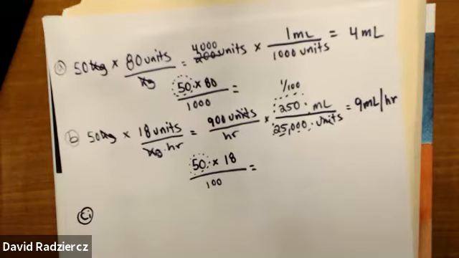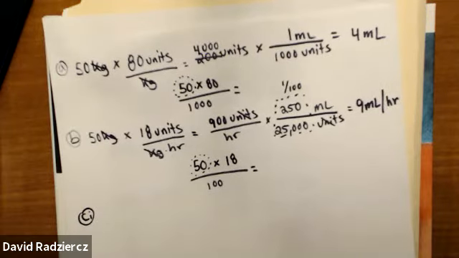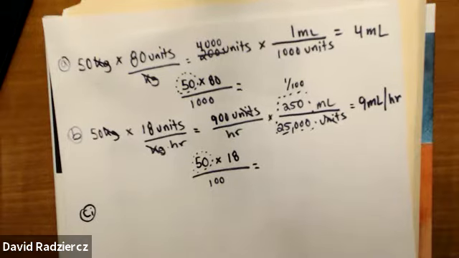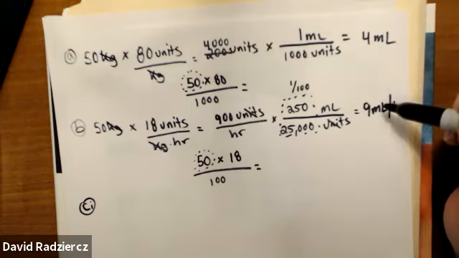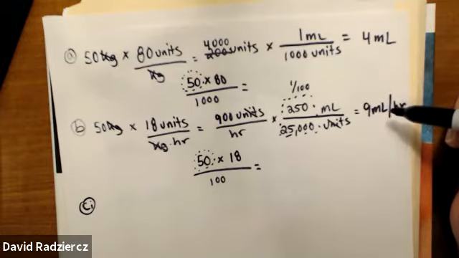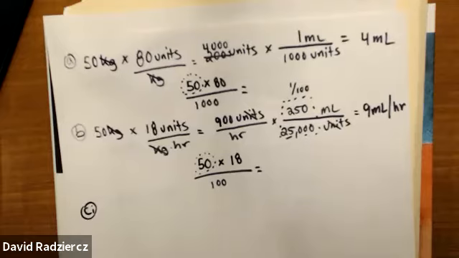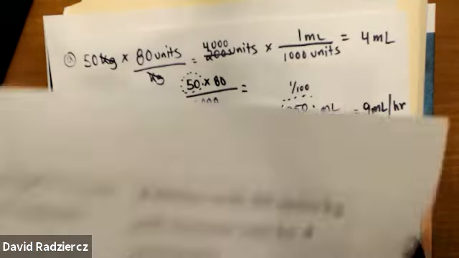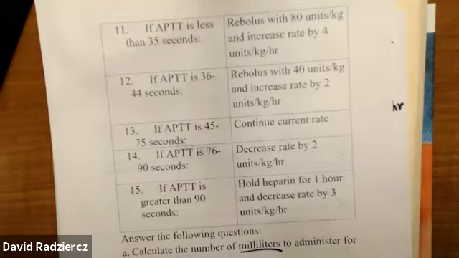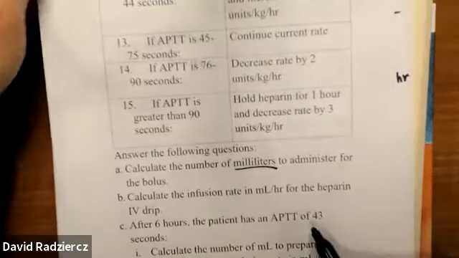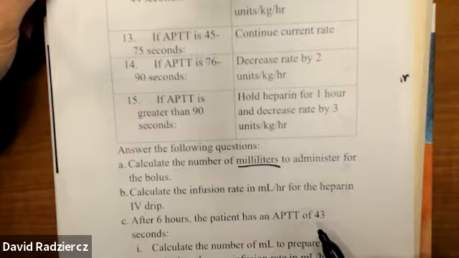Okay. So part 1 is asking us, okay, we waited 6 hours. They were on this protocol for 6 hours where they received the initial bolus, and then they were on it for 9 milliliters per hour. So after 6 hours, we assess their APTT, and we find that the APTT is 43 seconds. So you can't see what I'm seeing. So after 6 hours, APTT is 43 seconds.